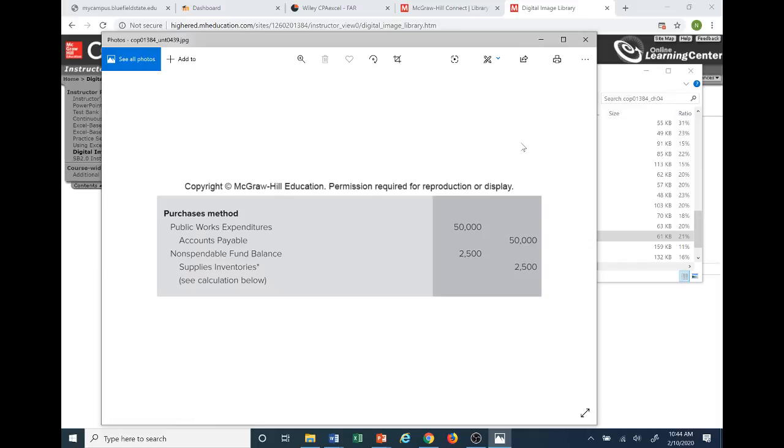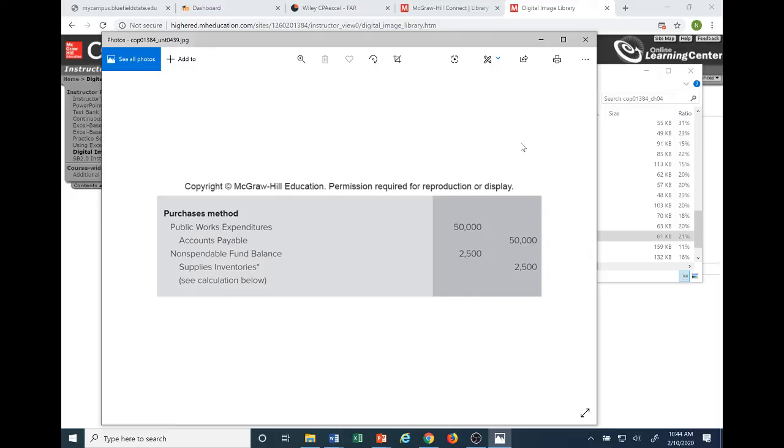Obviously, the consumption method is more popular. I think it's a little more simple than using the purchases method. And the difference between the two methods is the amount of expenditures reported. Expenditures under the consumption method equal the amount of supplies used, obviously. Whereas under the purchases method, expenditures equal the amount of supplies purchased, as we can see, because the last time, remember, we had 52.5 for expenditures on the consumption method, so we consumed 52,500. On this one here, obviously the expenditures at the top was only 50,000, and that's the amount that we actually purchased. So between the purchases method and the consumption method, pretty straightforward on those two.